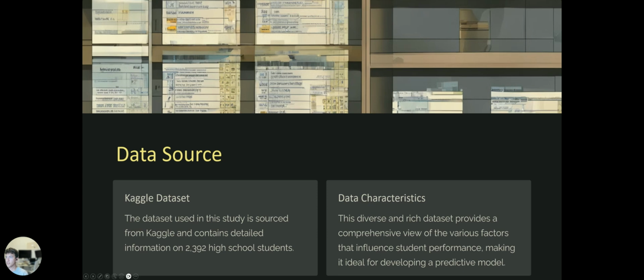So the data set used in the study is sourced from Kaggle, and it consists of 2,392 high school students that the individual collected over a few years. It includes age, gender, ethnicity, parental education level, weekly study times, absences, tutoring status, parental support, extracurricular activities, participation in sports and music, volunteering, GPA, and grade classification.